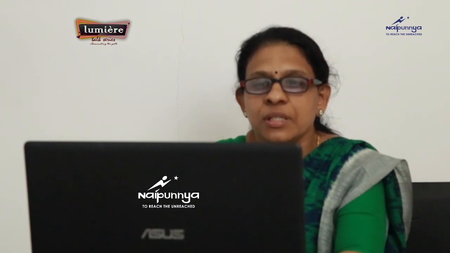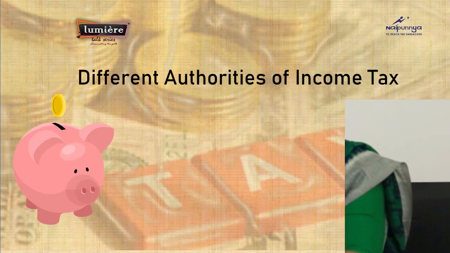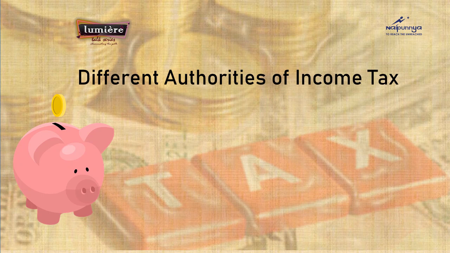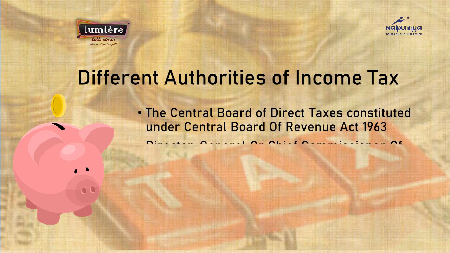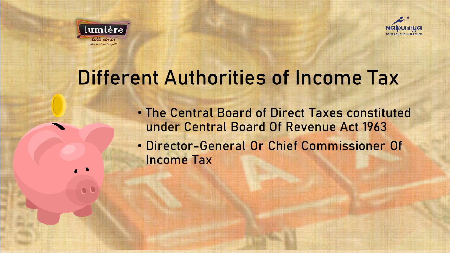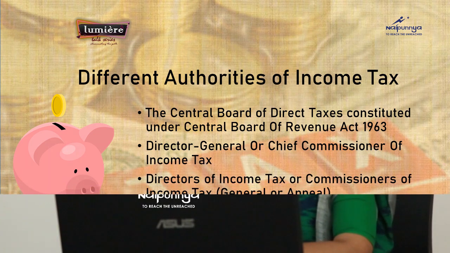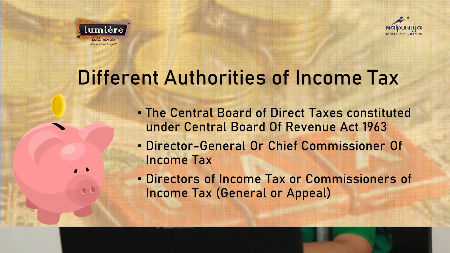As I said before, for the proper administration of income tax, the government of India has constituted around 7 administrative authorities. The first one is the Central Board of Direct Taxes, which is constituted under the Central Board of Revenue Act of 1963. This is the apex body of income tax authority, and things are managed by the Central Board of Direct Taxes. Below that you can see a Director General or Chief Commissioner of Income Tax. Then the next authority is Director of Income Tax or Commissioner of Income Tax.